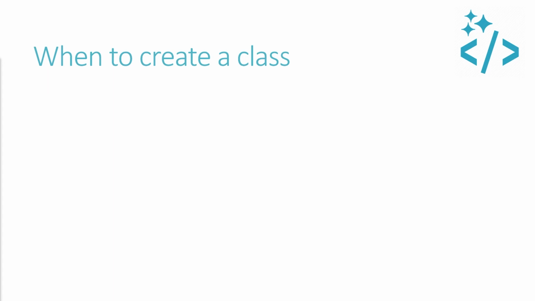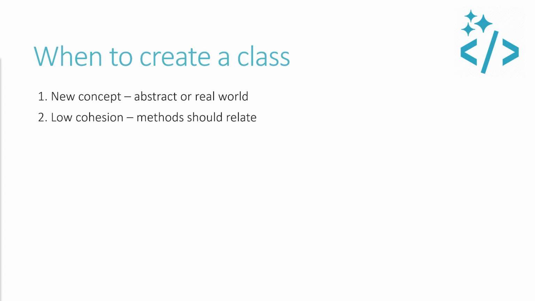Enough with unit testing. As I said, there's a whole video about that which I made earlier, and now we're going to talk about classes. So what are the triggers to create a class? Mainly when we have a new concept, abstract or real world. Like in domain-driven design, when we have a new domain, we should create a class.